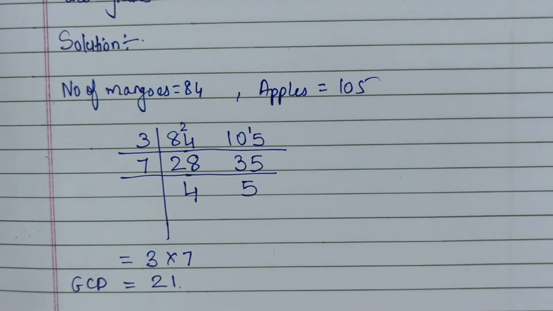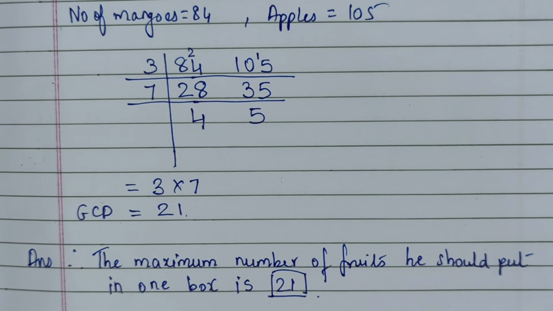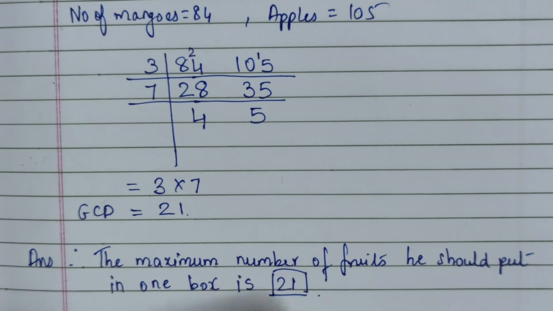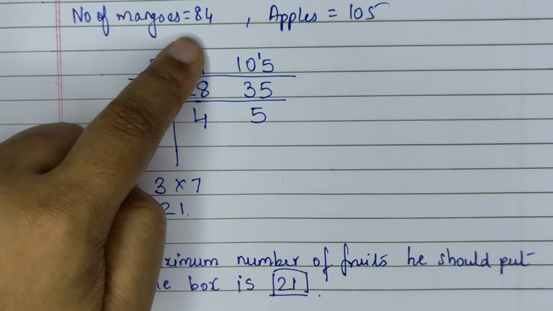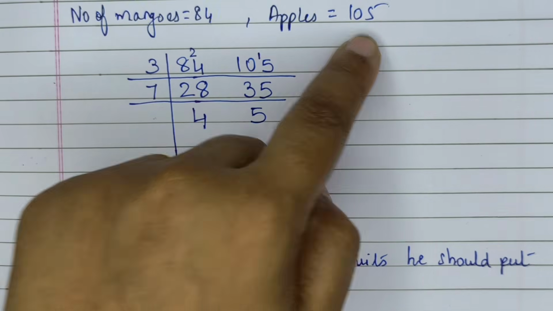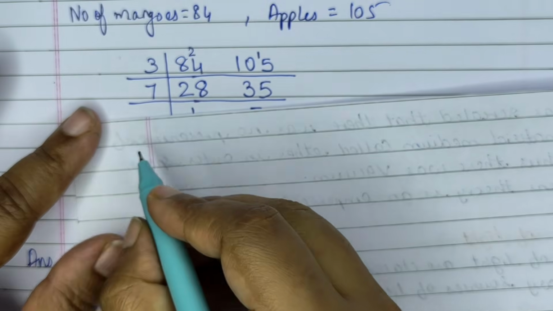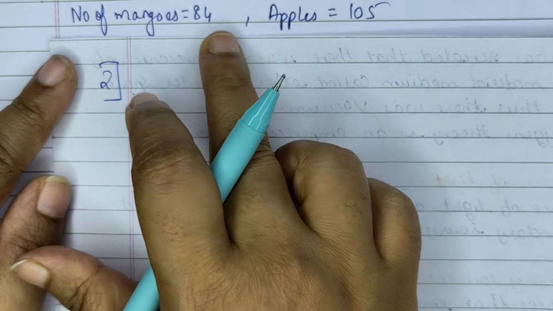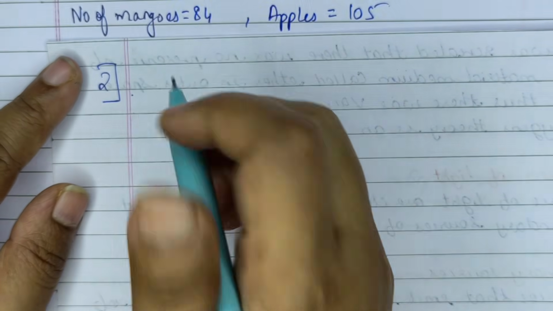The first question you all understood. See, the answer to the first question is over here. The maximum number of fruits he should put in one box is 21. Now see what was the number of mangoes and the number of apples. So what we will do to find the second part, this is the second part of the same question. Okay, so what is given? Number of mangoes is 84.